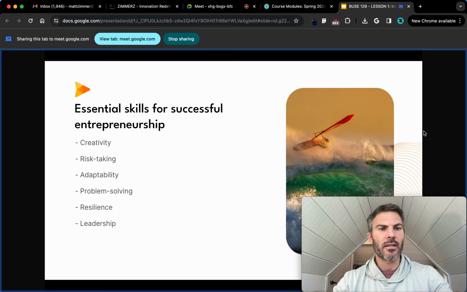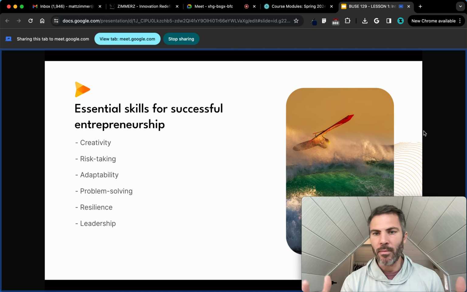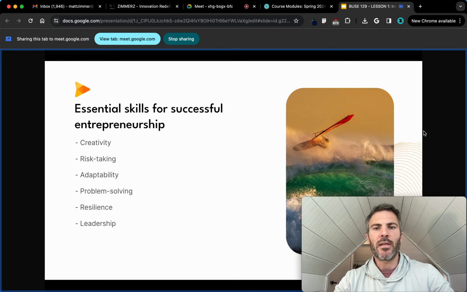Some essential skills that can make you successful: creativity, risk taking, adaptability, problem solving, resilience, leadership. If you think about that risk component, a lot of these are around problem solving, right? What we want to be doing is always being on our feet, always thinking. When you find a problem, another way to think about it is as an opportunity. It's an opportunity to be nimble, to be, quote unquote, creative.